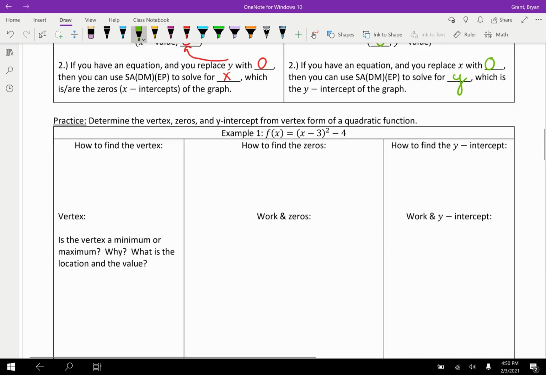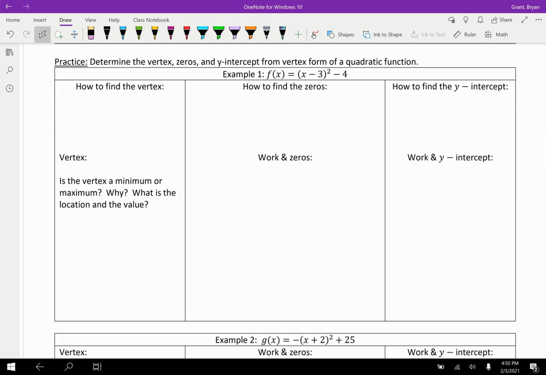So let's look at a practice problem here. Determine the vertex, zeros, and y-intercept from the vertex form of a quadratic equation. Well, the vertex is pretty easy, I think, right? So the vertex we've done before. It says how do you find it? We need to look at h and k in the equation.